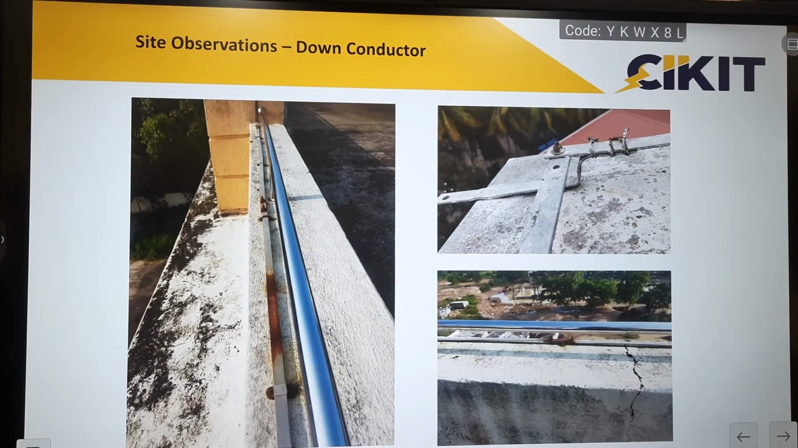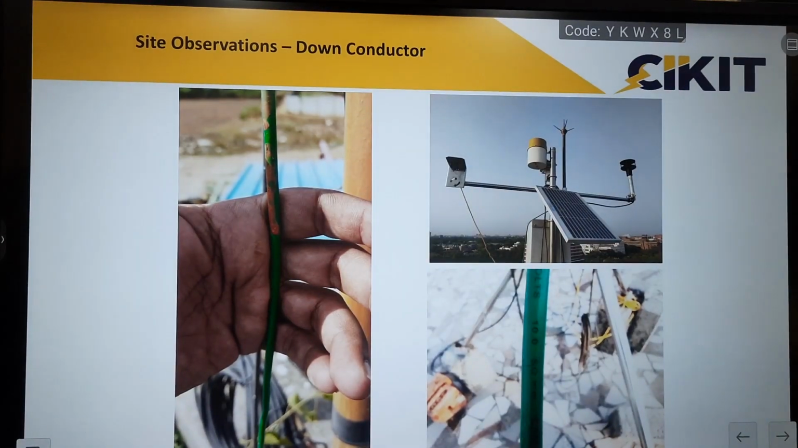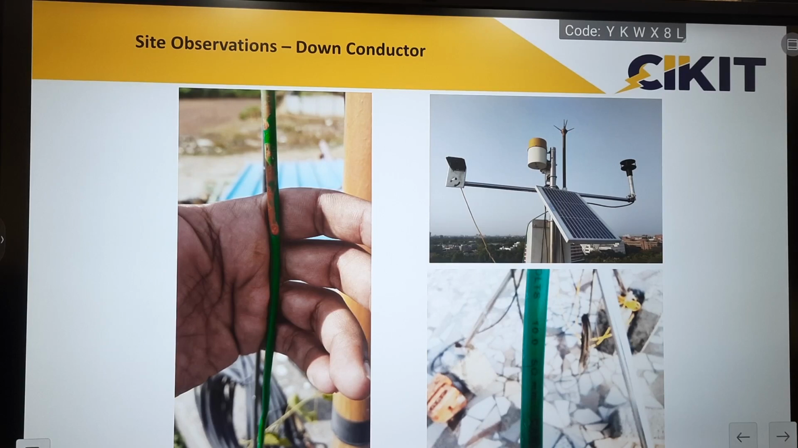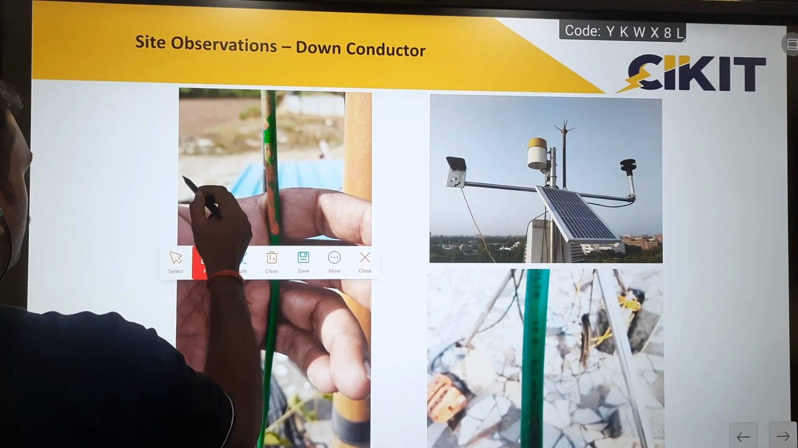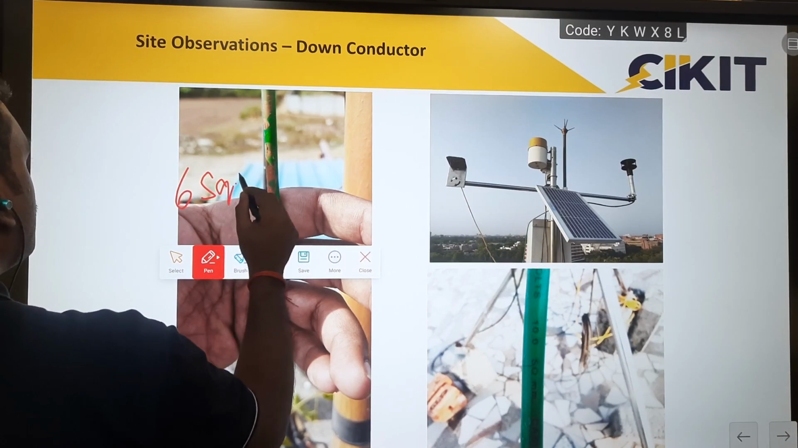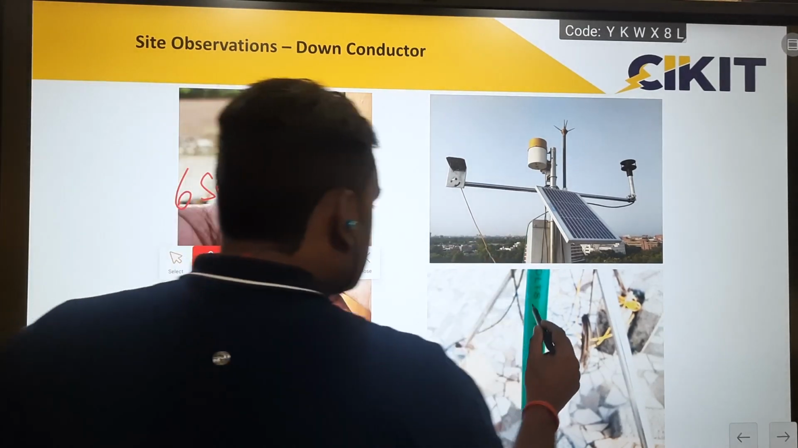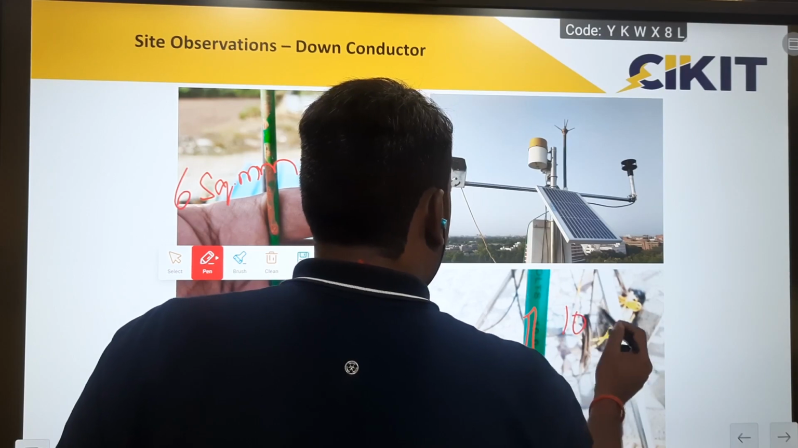So these are some of our site observations. In the first image, there was no equipotential bonding, and the bolts, nuts and screws were found corroded. In the second image, there was no proper joint at all. Here they have used a conductor of the lowest cross-section area. In the first one, the conductor sizing was found to be less than 10 square mm. Here they have used only a 6 square mm copper cable for connecting this terminal to the grounding. And here they have used a 10 square mm copper cable.